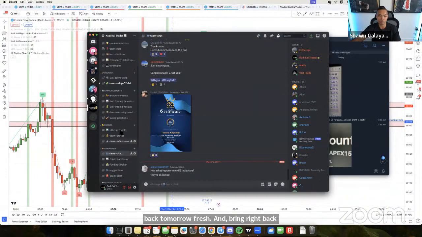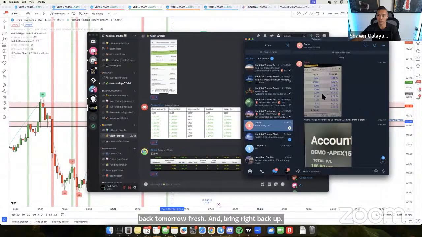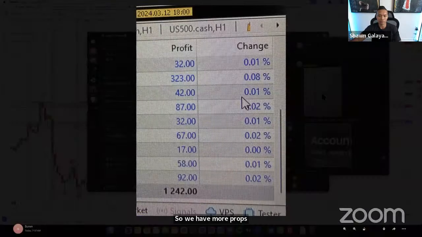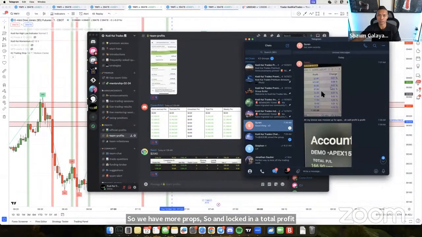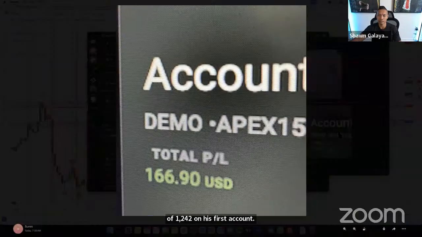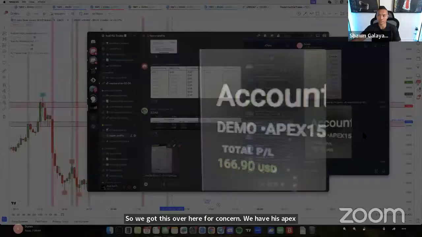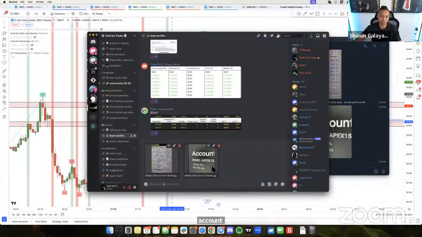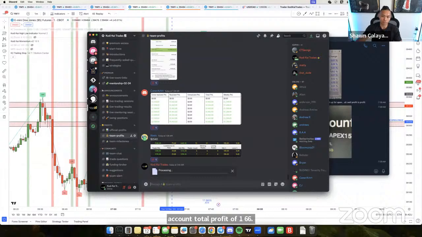So we have more profits over here from Surin. Surin locked in a total profit of 1,242 on his first account. So we got this over here from Surin. We have his Apex account total profit of 166. Nice work, Surin. Surin's profits for the day.